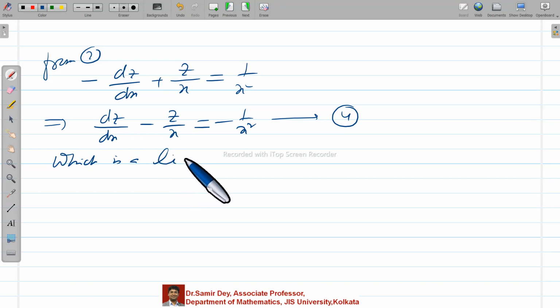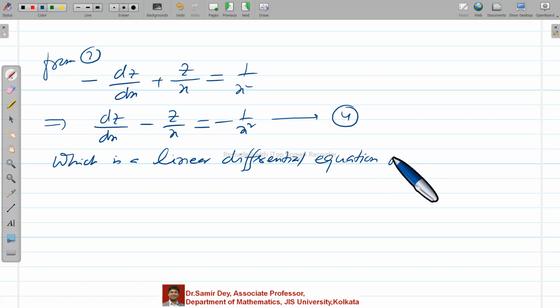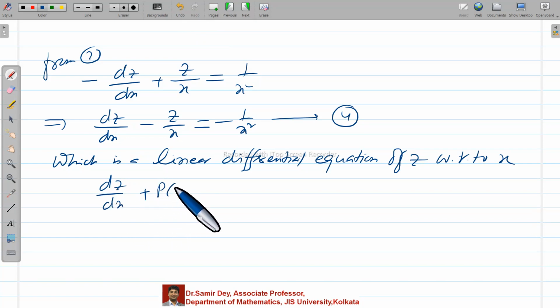So what is this? It is a linear differential equation of z with respect to x. Now you compare with the general form, dz by dx plus P(x) z is equal to Q(x). This is number 5. All are clear?